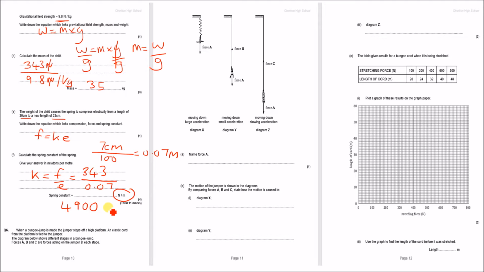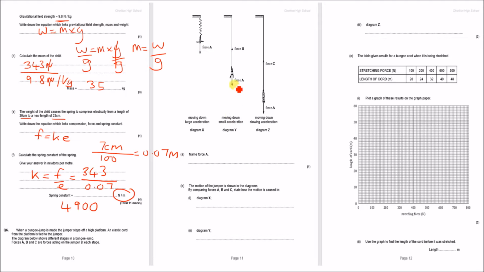Right, the next question. It says the diagram below shows different stages in a bungee jump. Forces A, B and C are forces acting on the jumper at each stage. So here you can see the jumper is accelerating. Why is he accelerating? Because there's only one force, so the resultant force is down, and if there is a resultant force, the object always accelerates.